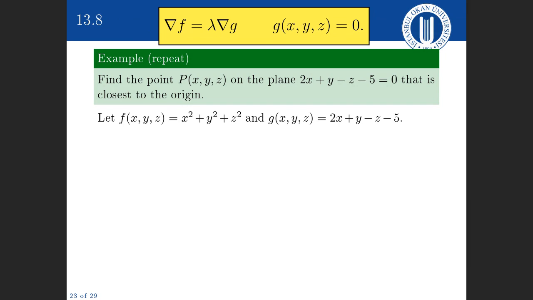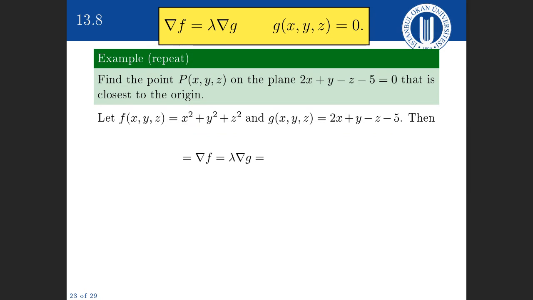Our function f is x squared plus y squared plus z squared. This is the function that we're trying to find the minimum of. And our constraint is that g is equal to 0. I'm going to start with the first equation. I want to start with nabla f is equal to lambda nabla g.